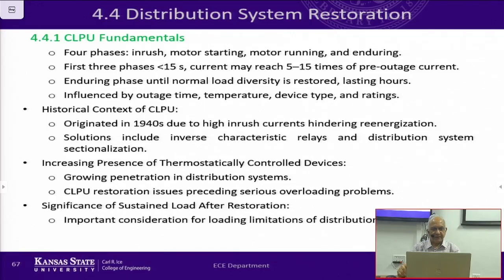Now, talking about cold load pickup, we already have discussed this a little bit, so I'm not going to discuss more. But we are not concerned about the first three phases, which are transient phases. We are more interested in the steady state phase where the load itself is going to be high for a certain time and then it starts to decrease gradually. And this issue has become more pronounced because right now in India we are seeing a lot of air conditioning being used.